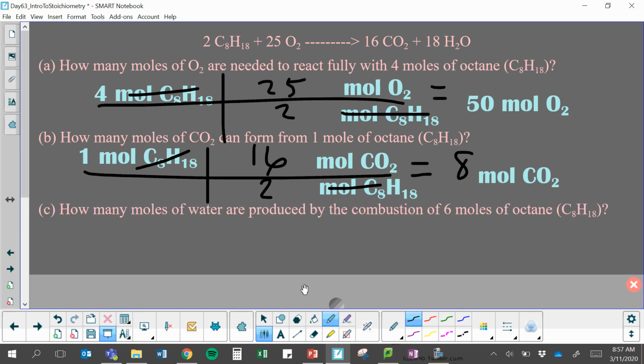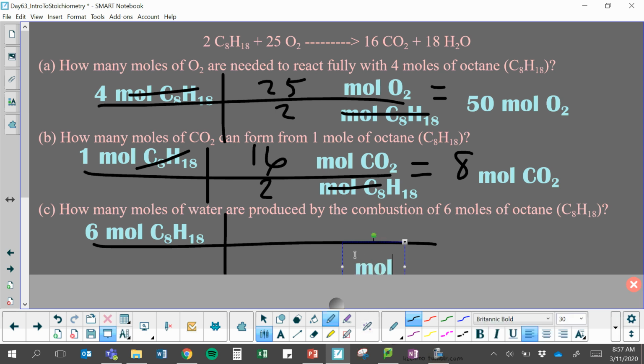Okay, here's another one. You can pause the video again. So this time we're starting with 6 moles of octane. So we'll draw our chart. We need to convert moles of octane, so that goes on the bottom.